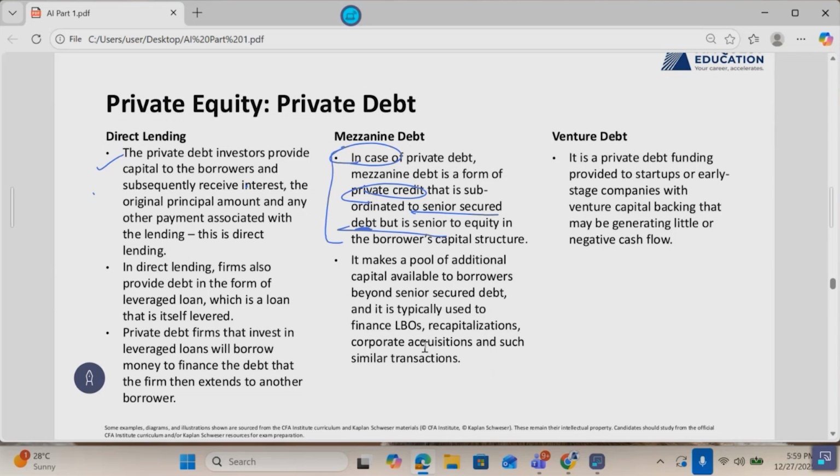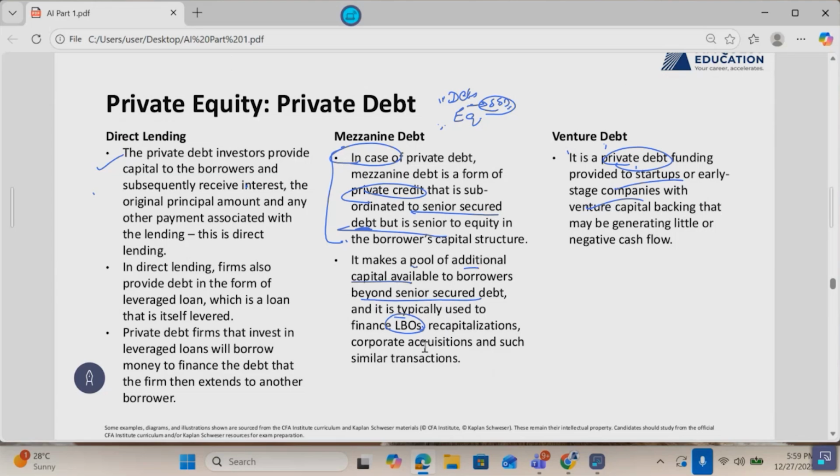Mezzanine debt is a form of private credit which is subordinated to senior secured debt, okay? Basically in the company, you have equity, you have debt, and then mezzanine sits with senior secured debt. This is the bridge, and that's what's called mezzanine funding, right? It makes a pool of additional capital available beyond senior secured debt. So this is the debt which is in between the existing debt and the existing equity. Venture debt is a funding that comes in the form of venture capitalists issuing debt. So venture capitalists are saying, let's do debt later, because obviously don't forget bank loans are very difficult to get for these people.